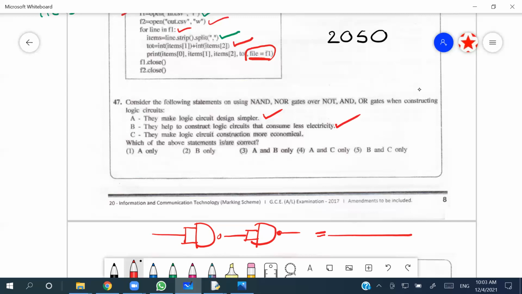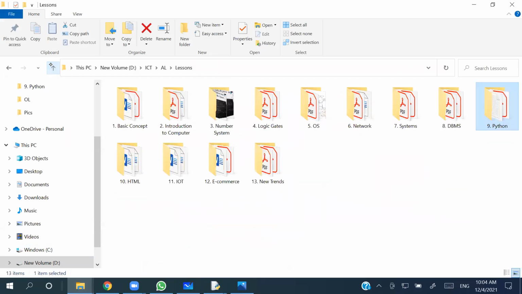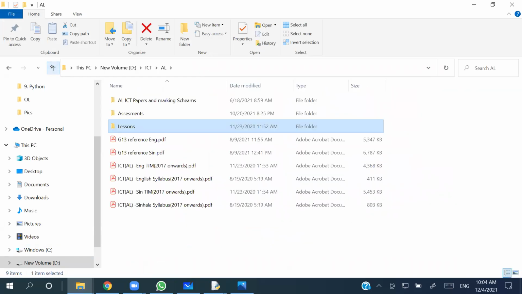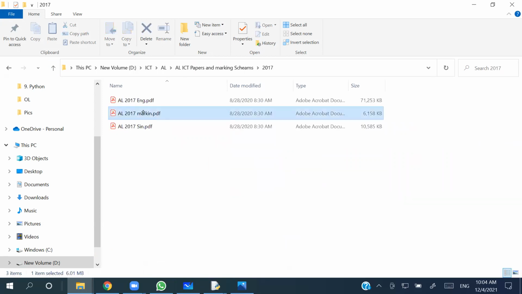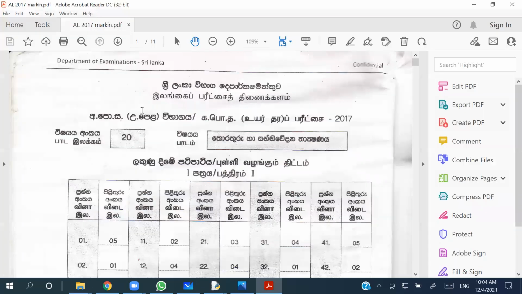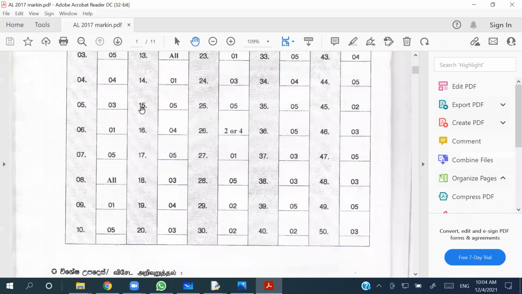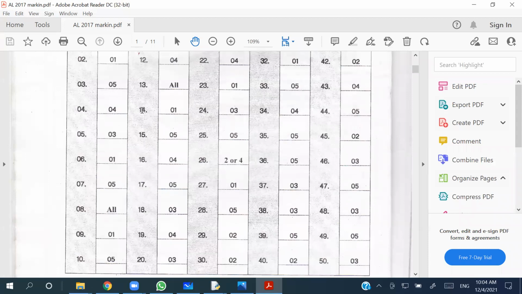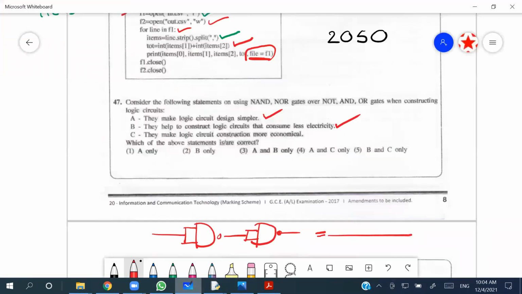Yeah, what is the answer here? 47. It's the fifth that they are saying. Fifth means B and C. They make logic circuit design simpler.